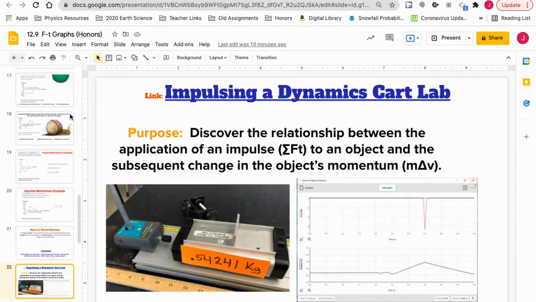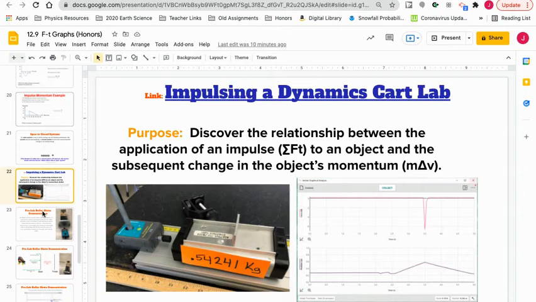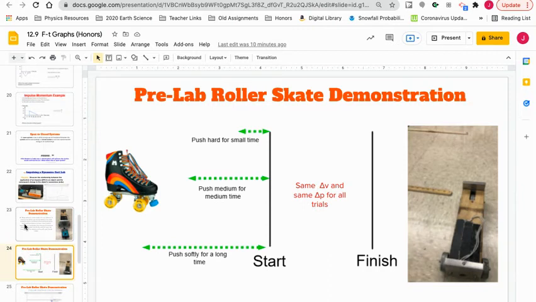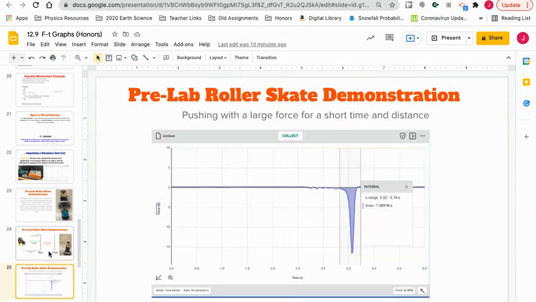Coming back here, this slideshow walks you through a lot of what was on there. It talks about how I will demonstrate it really quickly for you on Monday, and then you'll do it. This is talking about how you can exert a large force for a short period of time, a medium force for a medium time, or a small force for a long time, and bring them up to the same velocity, and they will travel the same distance because they will have the same velocity.